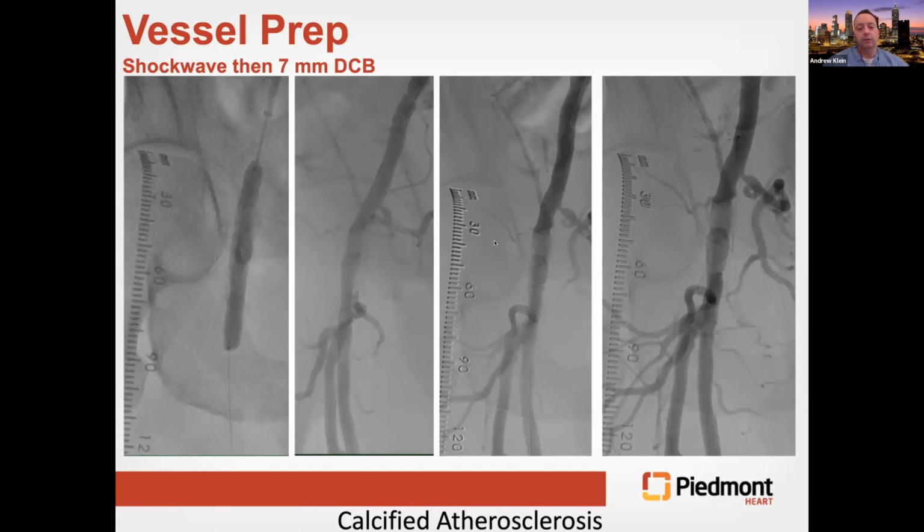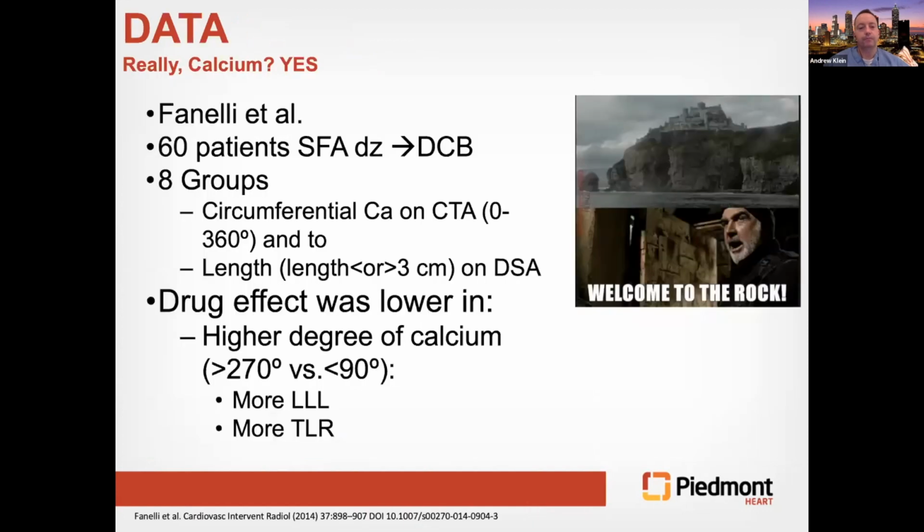The idea here was to pre-treat it with sound energy, get the calcium to expand, prep the vessel, and then come back and hit it with a drug so that it's going to stay open for the long term. And you can see a pretty good result, and this patient's doing quite well post-procedure.